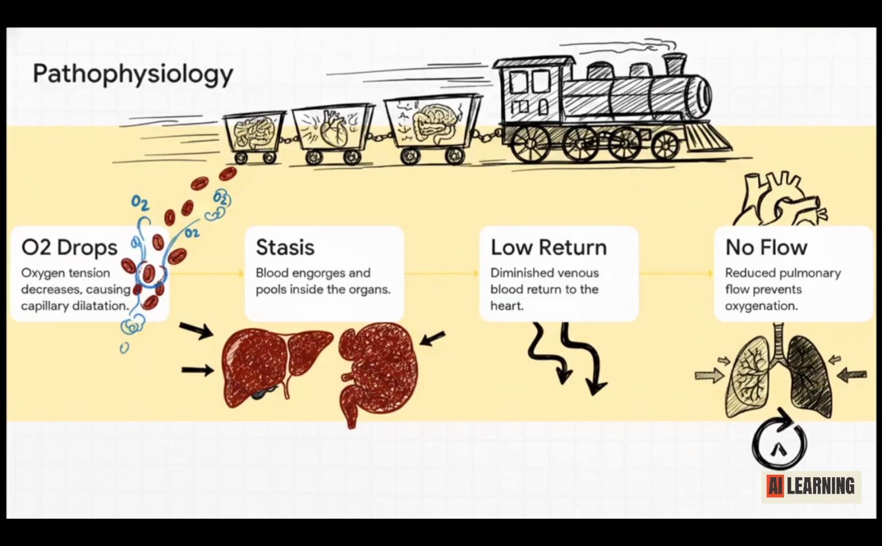Now, to really grasp this runaway train of pathophysiology, our goal was to give you a detailed explanatory video using flowcharts auto-generated to map out this exact sequence. So, looking at the steps. Step 1. Oxygen tension immediately decreases in the blood, which forces your capillaries to dilate. Step 2. Because those tiny blood vessels widen, you get stasis, a massive engorgement of blood just pooling inside the organs. Step 3. With all that blood trapped in the organs, there's a severely diminished return of blood back to the heart. And finally, Step 4. A starved heart means reduced pulmonary blood flow to the lungs, which further prevents the lungs from oxygenating whatever blood is actually left. It's a broken loop that speeds up failure in a matter of moments.